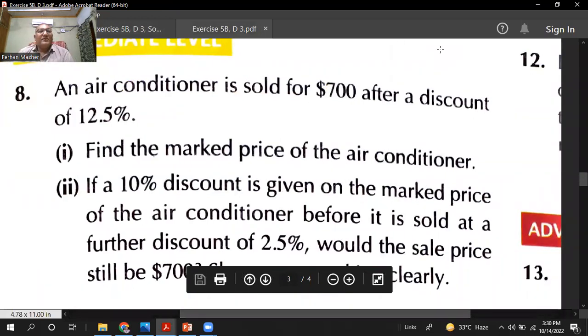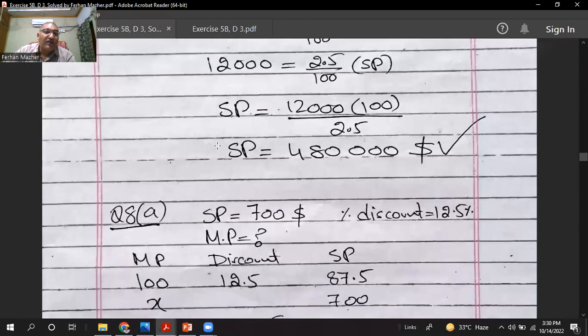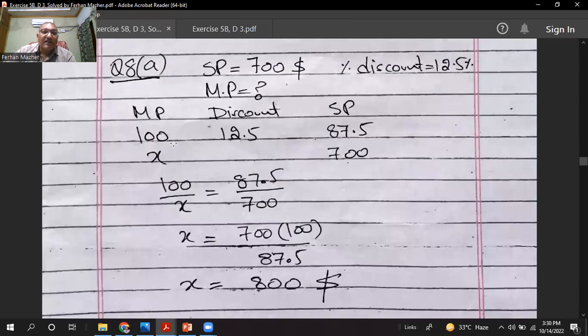Question number 8 is showing up on your screen. It says an air conditioner is sold for $700 after a discount of 12.5%. Find the mark price of the air conditioner. We know the sale price, we know the percentage discount, and we want to find out the mark price. Very simple. The sale price is $700. Percentage discount is 12.5%. What is the mark price?